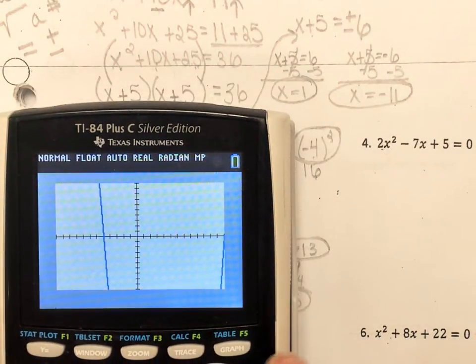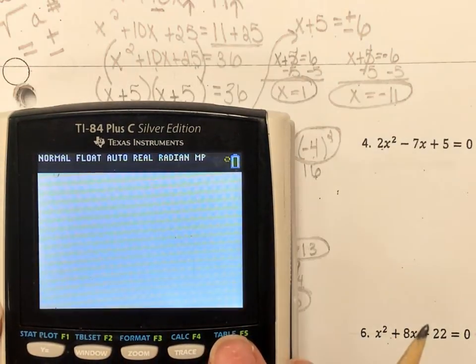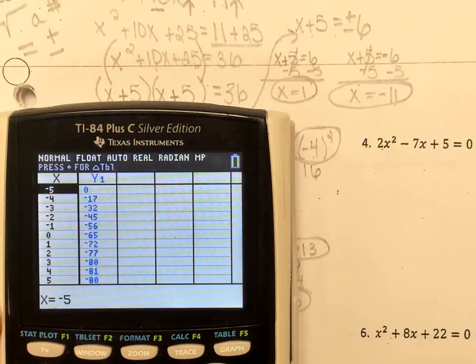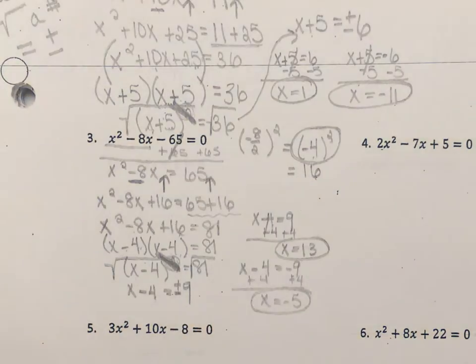Or where else could I go? Oh my gosh, there's another way. You can go to table, right? Second graph. And negative 5 is 0. Wait for it. There you go. 0. Yep. Got it?